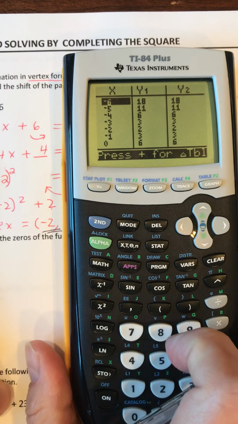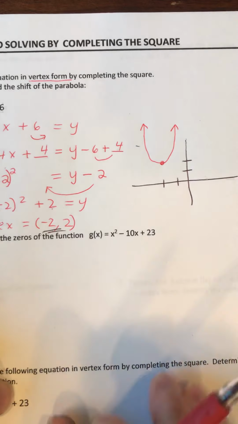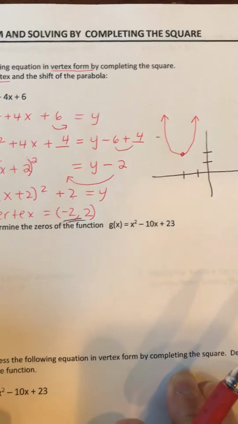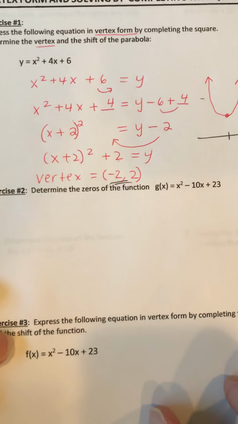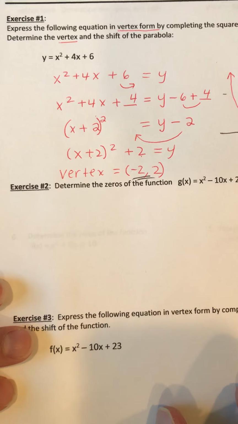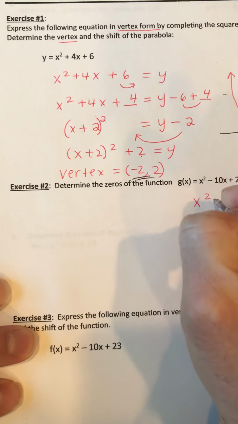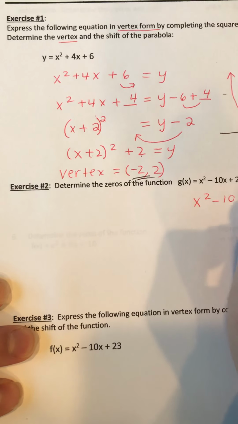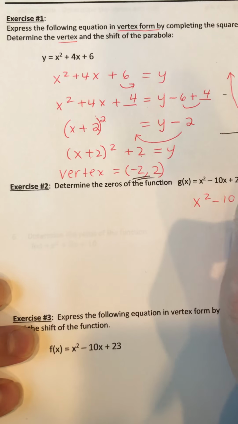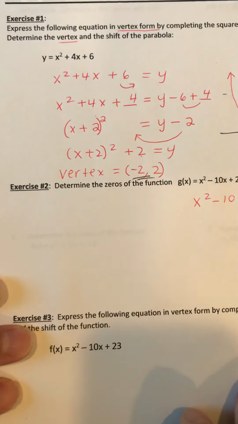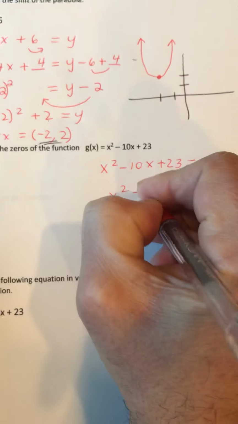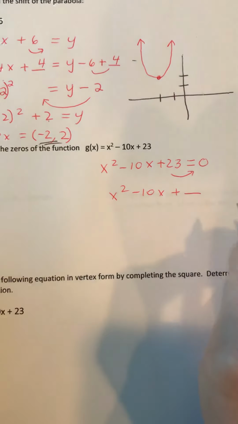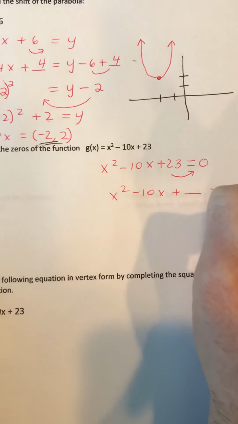Just to make sure we know the difference between vertex form and solving to find the zeros or the roots, we're going to do one more finding the zeros. Exercise 2 is determining the zeros of the function. Remember, if you want to find the zeros, that means it's got to equal 0. So I'm going to take my equation, g of x equals x squared minus 10x plus 23, but instead of making it y equals, we're going to make it equal 0. We've got to swing that 23 to the other side, just like we did before, and leave the empty spot for the perfect square.